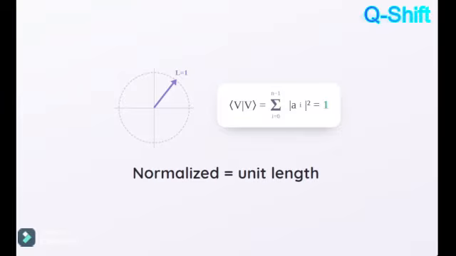For probabilities to behave, the state must be normalized, it must have length 1. Length comes from a vector's inner product with itself, bra v, ket v, which equals the sum over i of the magnitude of ai squared. Setting that whole sum equal to 1 is exactly the normalization condition. A normalized state is one whose pieces of probability add up to a perfect whole.